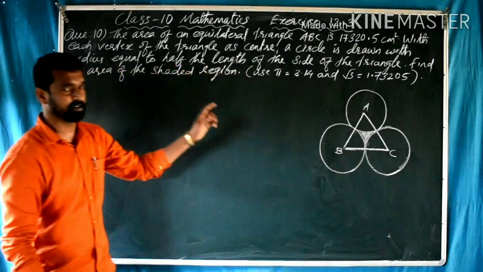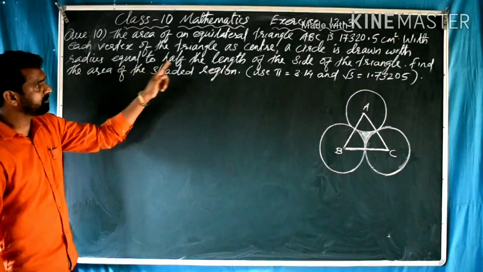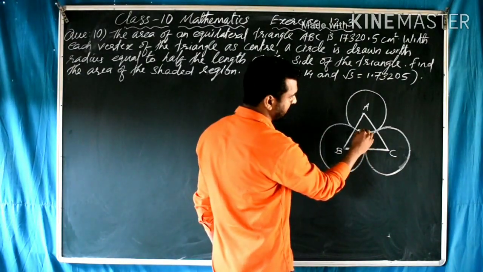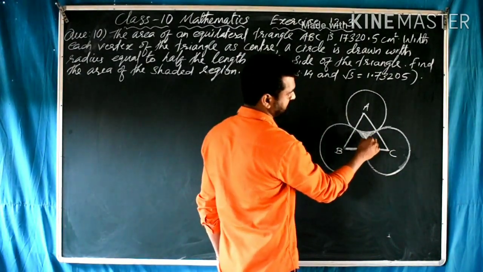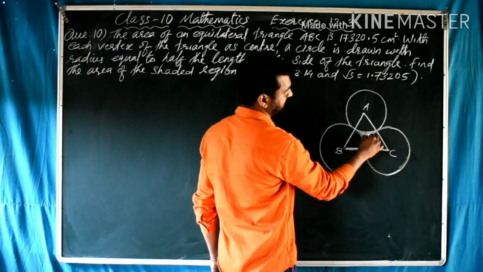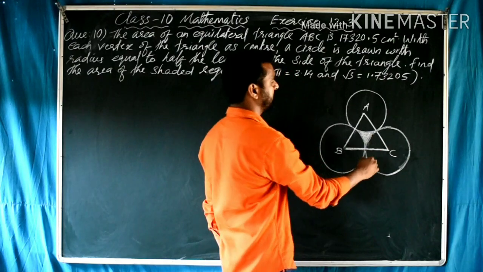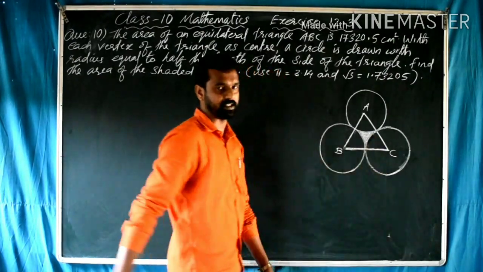Then what is the question? Find the area of the shaded region. We want to find the area of the shaded region. This area is shaded here, and this area we have to find out.